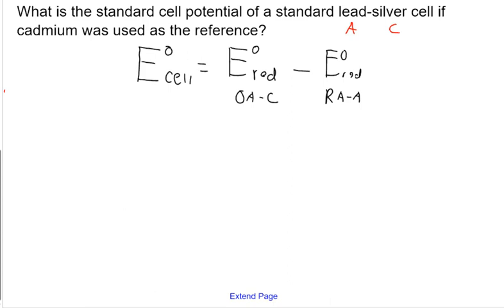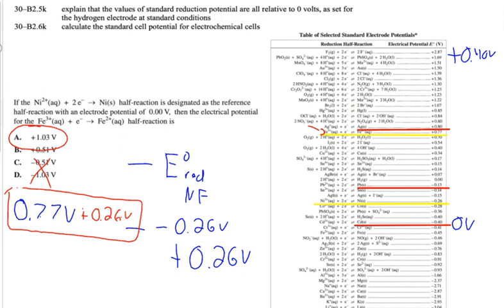So we're going to have to deal with the silver half reaction first, and we're going to be subtracting from that the lead. So using our table, we can look up these values. We have to look up silver and lead. Again, these are highlighted for us in red already. Silver is positive 0.8 volts, and lead is negative 0.13 volts.